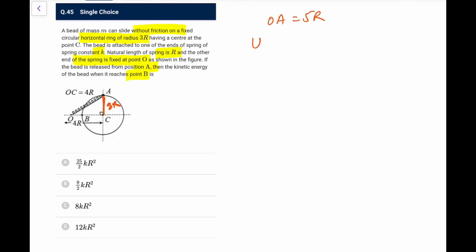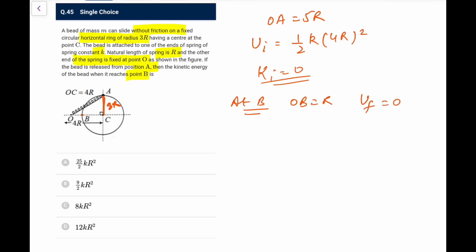So initially, the energy of the spring would be half k. Its original length was r, so it is stretched by 4r, and kinetic energy is 0. And we know that the energy will remain conserved. It is horizontal, no vertical angle. So finally when it comes to B, I can make out that OB distance is equal to r, that means U final is 0. So I can directly say the loss is spring energy, which is half k into 4r whole square, and this would be equal to half m v square.